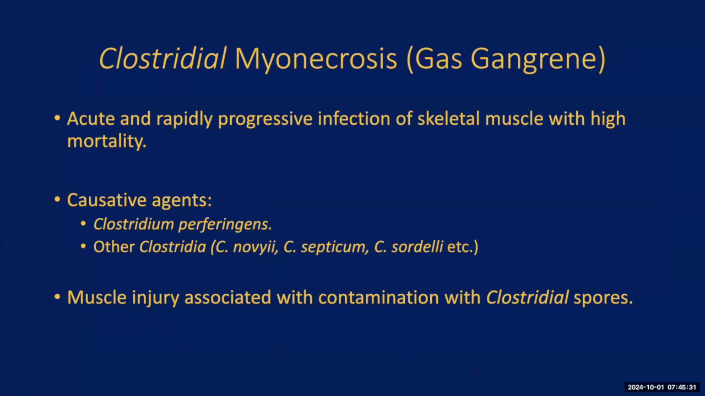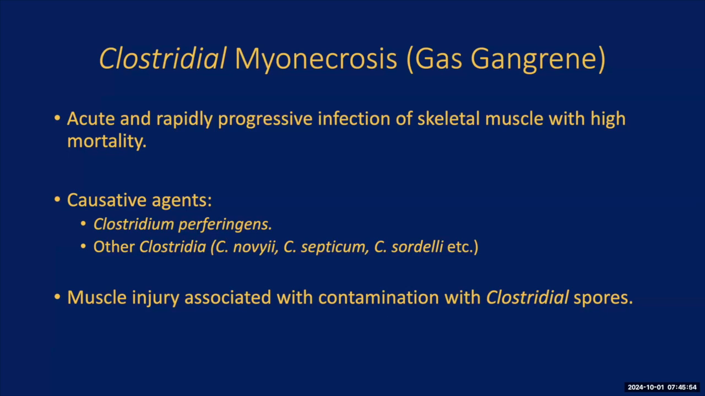All right, next we have clostridial myonecrosis, also known as gas gangrene. This is also an acute and quite rapidly progressive infection that involves muscles, and it's associated with high morbidity and high mortality. Typically, it's caused by Clostridium perfringens. However, other Clostridial species may be involved as well.